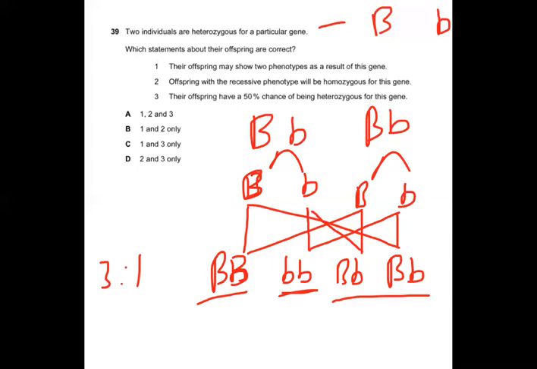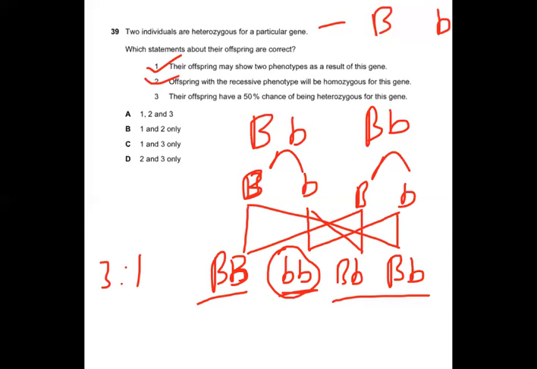The second statement is offspring with the recessive phenotype will be homozygous for this gene. That is also correct because for recessive, the genotype is always homozygous recessive. So for the recessive phenotype, they have to be homozygous.